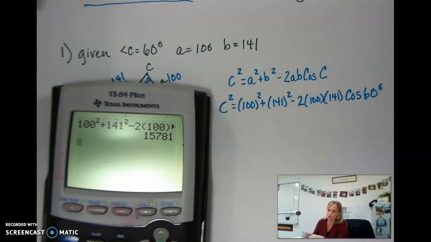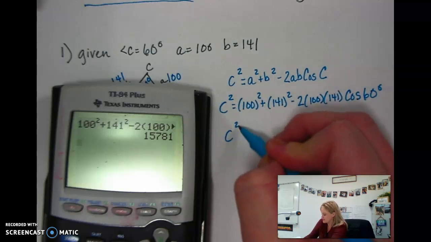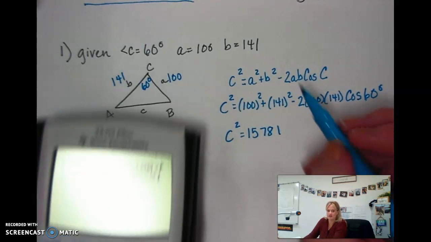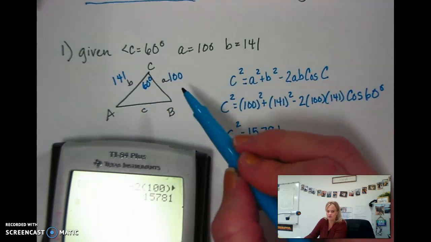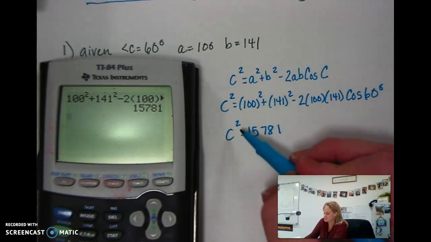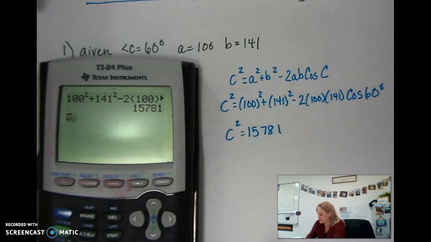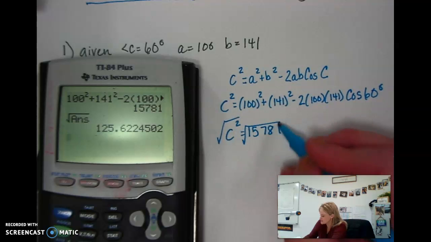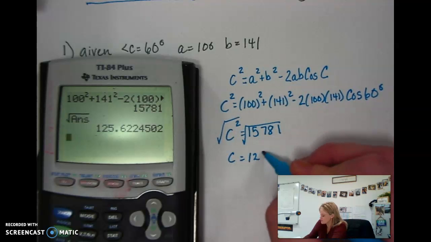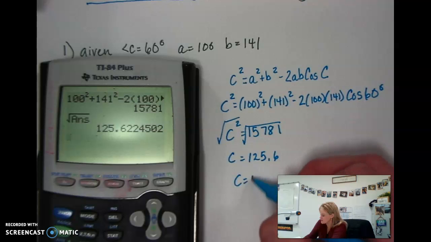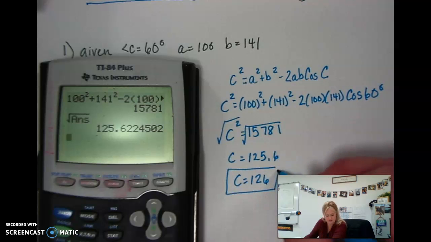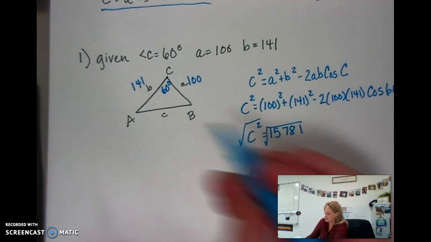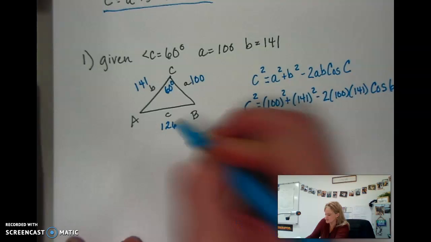And that is quite a big number. That wouldn't make sense now, would it, if my other sides were 100 and 141? But remember, this is c squared. So then I need to take the square root, and when I square root both sides, I get 125.6, so we'll call it 126. So now that makes a lot more sense. So now I know that this side is 126.